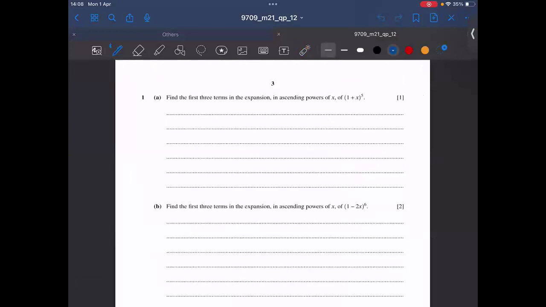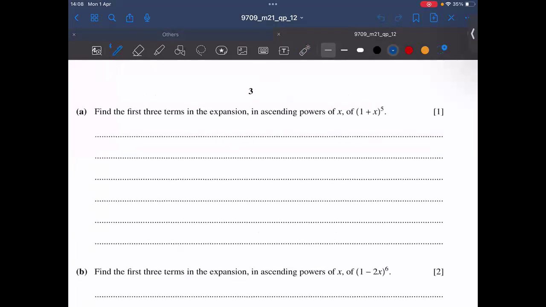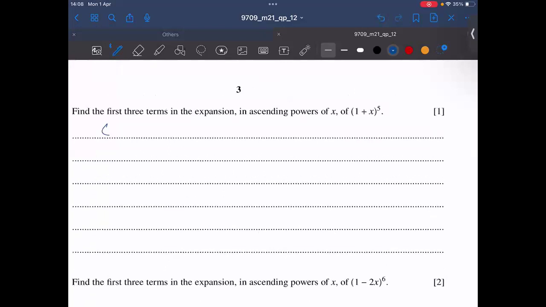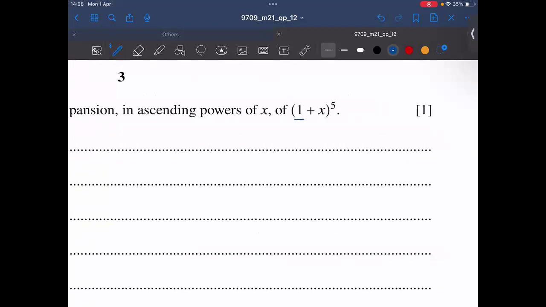Iman, find the first three terms in the expansion. You know how to solve it? Yes, sir. Okay, so I'm going to write down the first three terms. I'm going to write down C. We have this in the bracket. This term is what we call A. This term is what we call B.